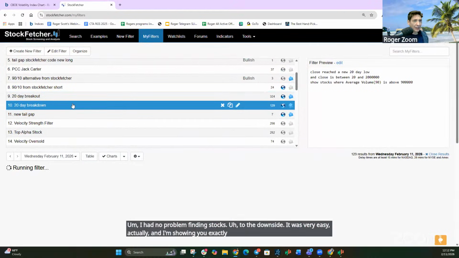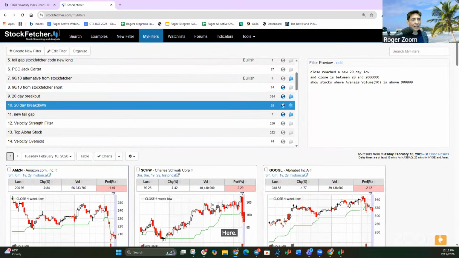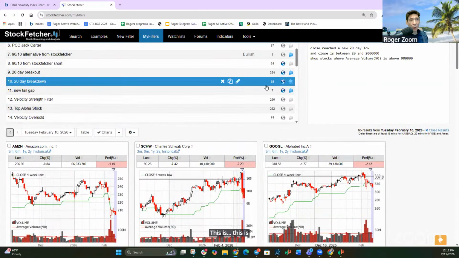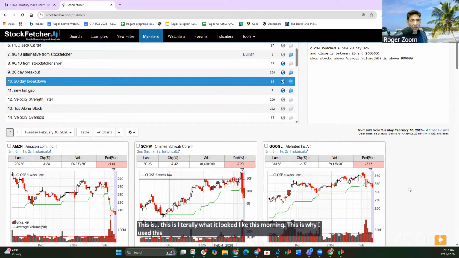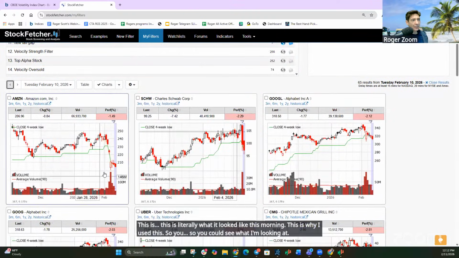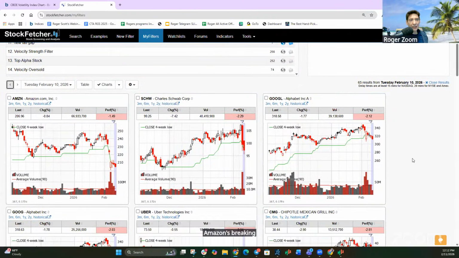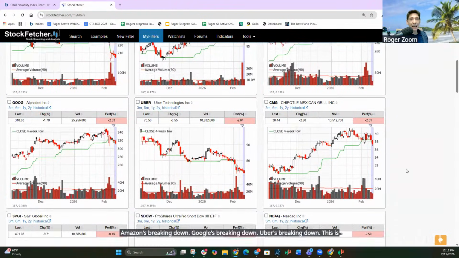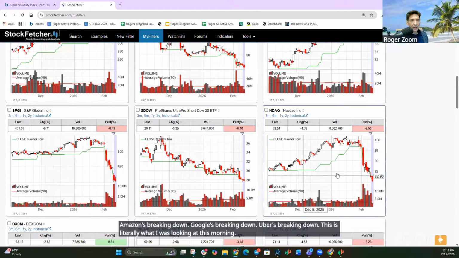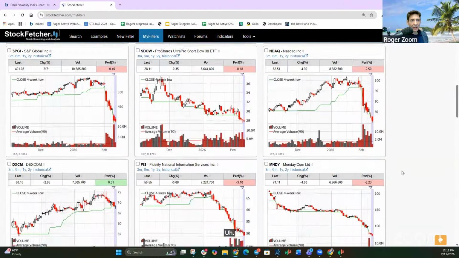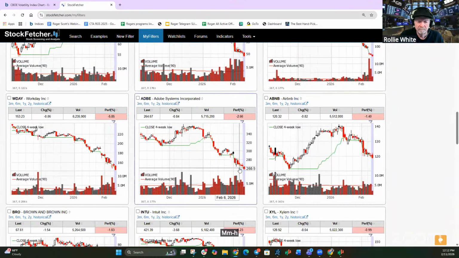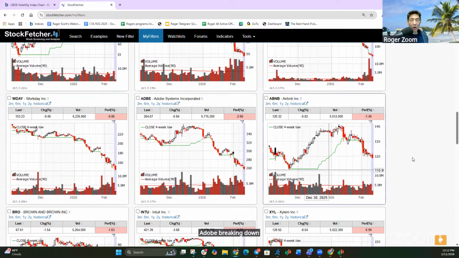Let me go back. This is what it looked like this morning. Okay, this is literally what it looked like this morning. This is why I used this so you could see what I'm looking at. Amazon's breaking down. Google's breaking down. Uber's breaking down. This is literally what I was looking at this morning. NDAQ breaking down. Monday breaking down. FIS breaking down. Adobe breaking down. Workday breaking. This is all on my morning chart.